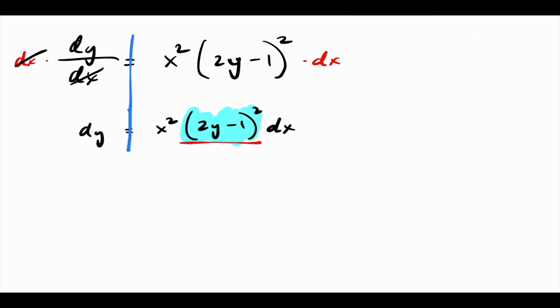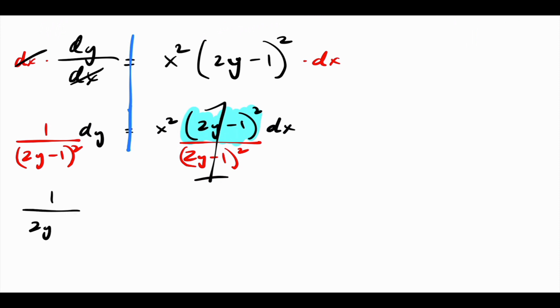Divide by everything I don't want, which is this part here. That just makes a giant 1 because anything divided by itself makes a 1. So I get 1 over (2y minus 1) squared dy equals x squared dx. Step 1 is done. Everything with a y moves to the left. Everything with an x moves to the right. Step 2, antiderivatives.